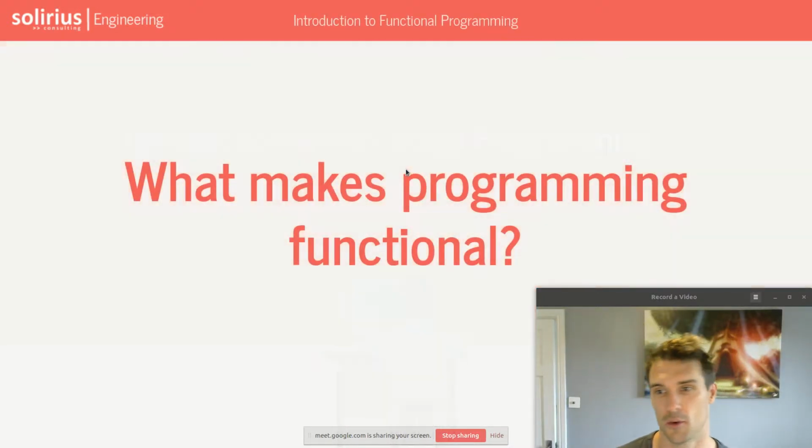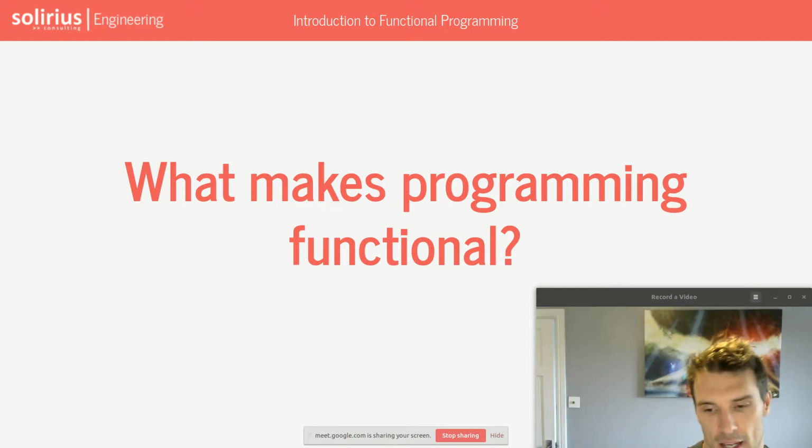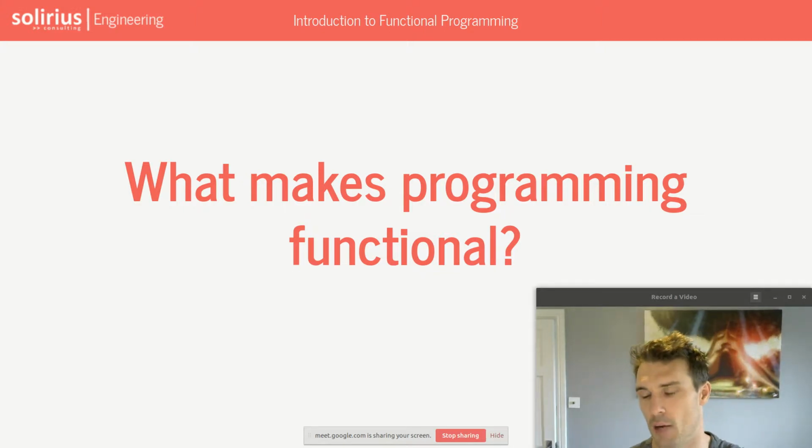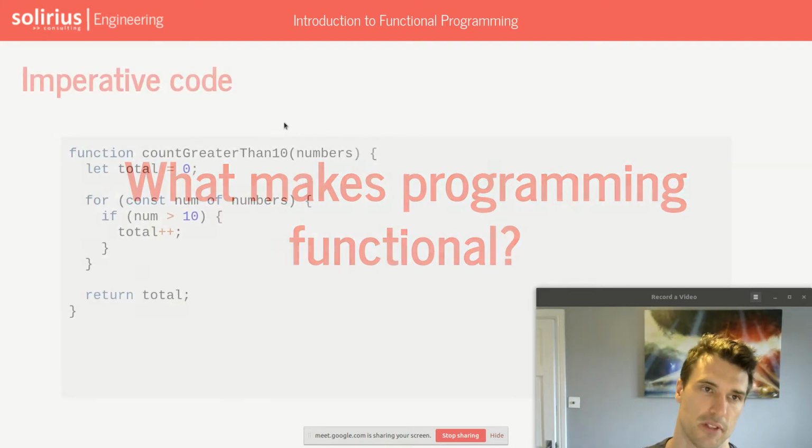Alright, so what makes functional programming functional? Well, I guess many people think that functional programming is an alternative to object-oriented programming, and that's not really strictly true. It's more of an alternative to imperative programming, and it tries to be a bit more declarative and based in mathematics. But to illustrate what that means, I've got a couple of examples here.